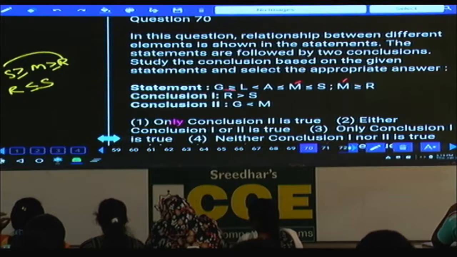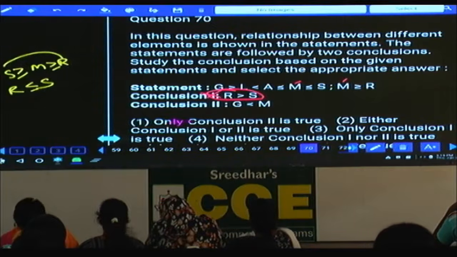But whereas here R greater than S is given. R greater than S is false. Because here we got that it can be either lesser than or equals to. Here he is claiming that greater than is false.